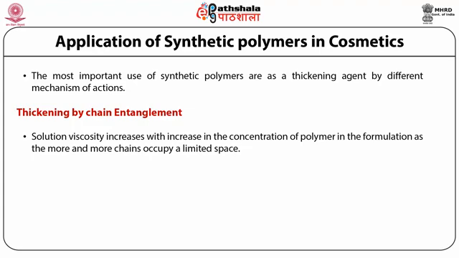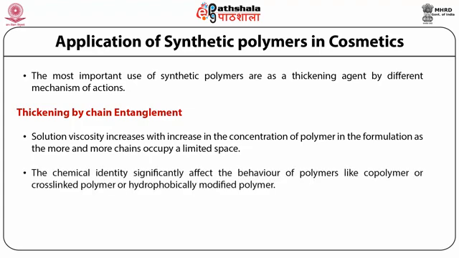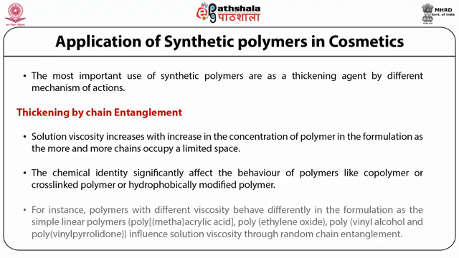in chain entanglement. The chemical identity significantly affects the behavior of polymers, like copolymers, cross-linked polymers or hydrophobically modified polymers. For instance, polymers with different viscosity behave differently in the formulation, as simple linear polymers like polymethacrylic acid, polyethylene oxide, polyvinyl alcohol, and polyvinyl pyrrolidone influence solution viscosity through random chain entanglement.